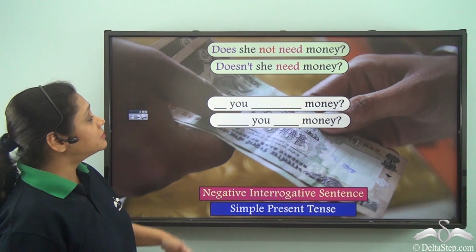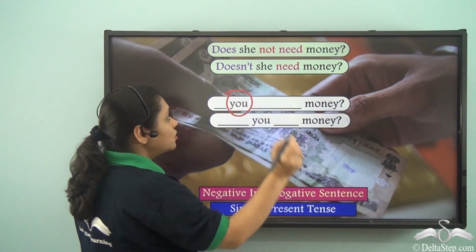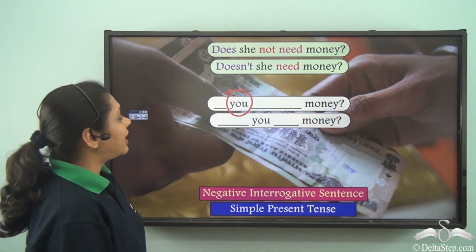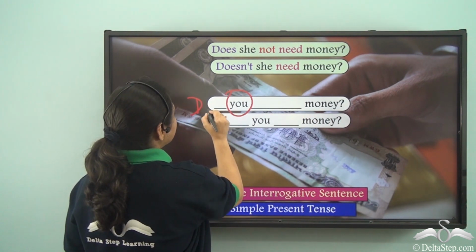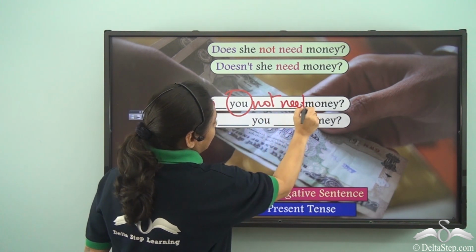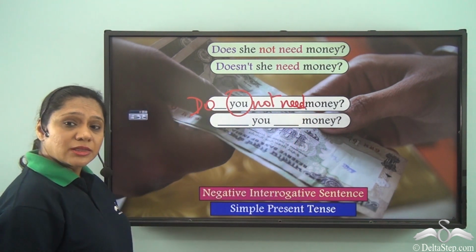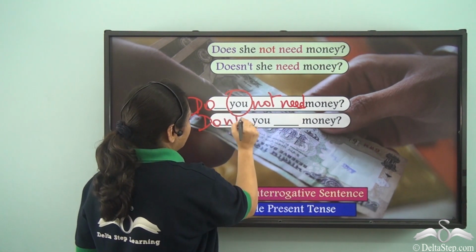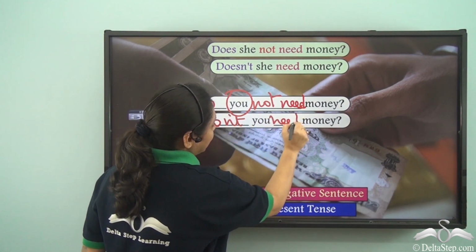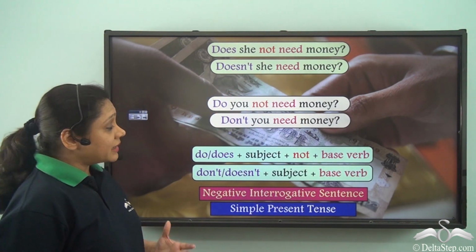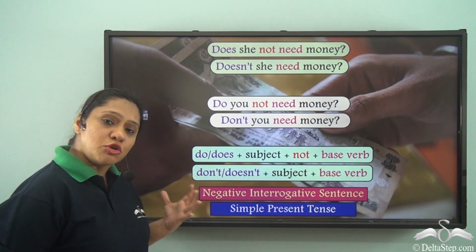Now what if our subject changes to you? How will we write this sentence in that case? We will write, do you not need money? Or we can write the contracted form and write, don't you need money? So we see that the sentence can take two forms.